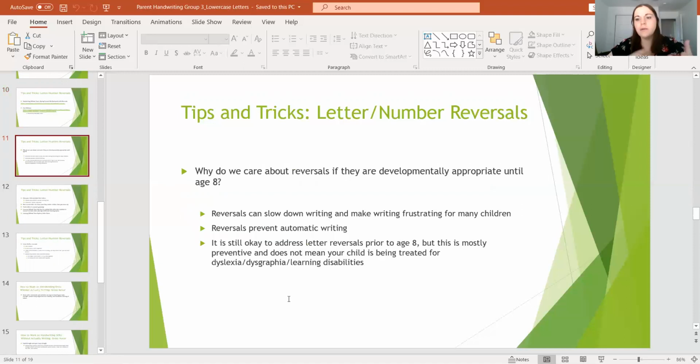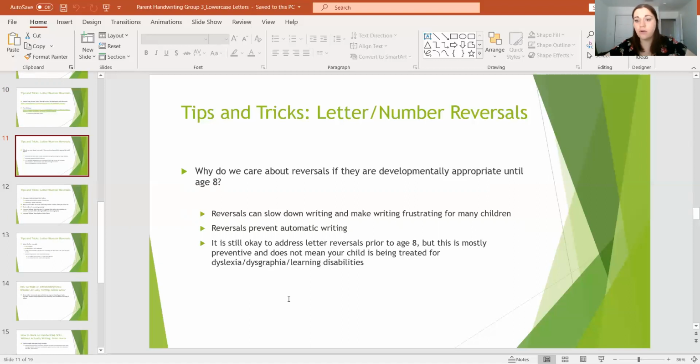So I keep on saying that letter reversals are developmentally appropriate. So why do we work on it in OT? Why do we address it in schools? Why bring kiddos to your OT and have them spend time working on it? The reason is that it is developmentally appropriate, but reversals can slow down writing and make writing frustrating for many children.